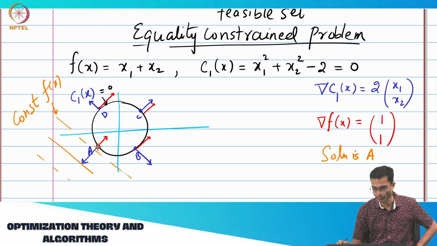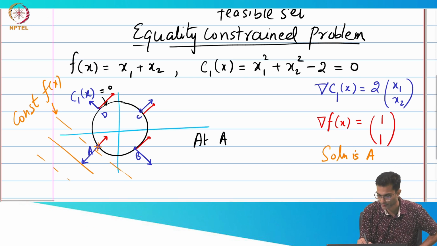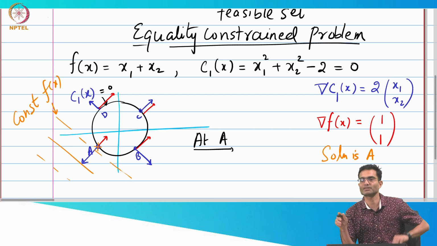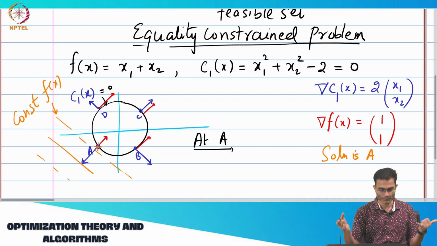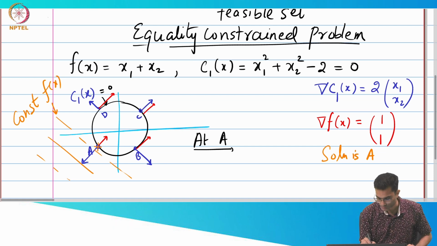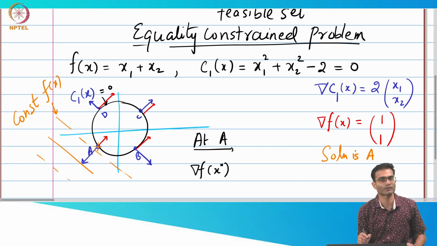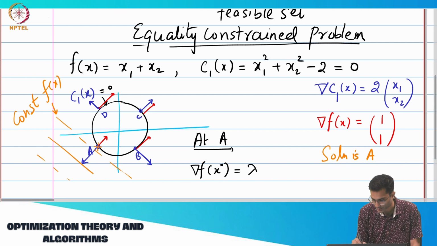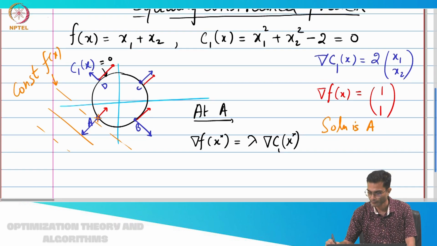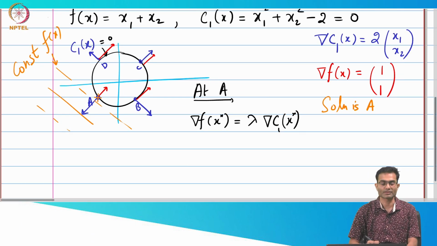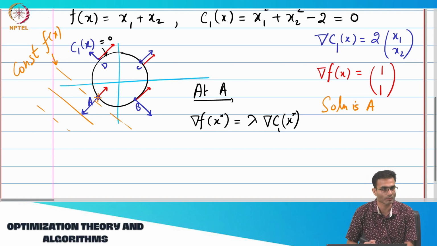So, what is the observation that we can make at the solution? At A, if you were to try to come up with some geometric relation between grad f and grad c, you can see that they are parallel to each other or anti-parallel. So, you could simply write it as grad f of x star, because that is the solution, is lambda times grad c1 of x star, right. Is this true at points B and D? No, it is not true, but it is true at point C.